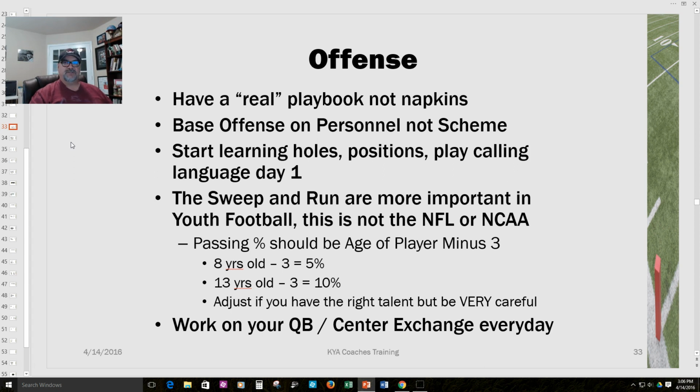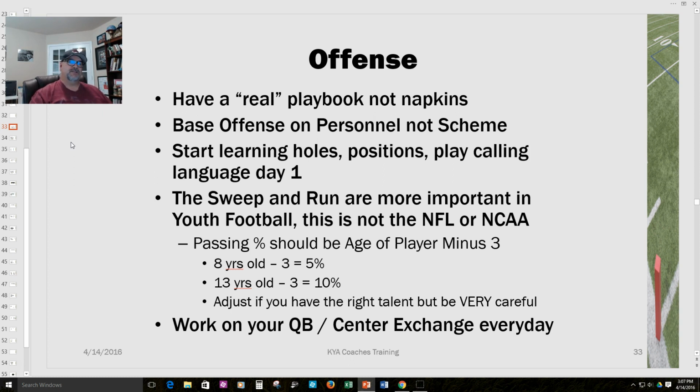But 99% of the time, a spread and a passing offense in youth football, especially under grade 5, that's just not probably going to work. So you really need to rethink your idea on the spread and passing if you're coaching youth football.